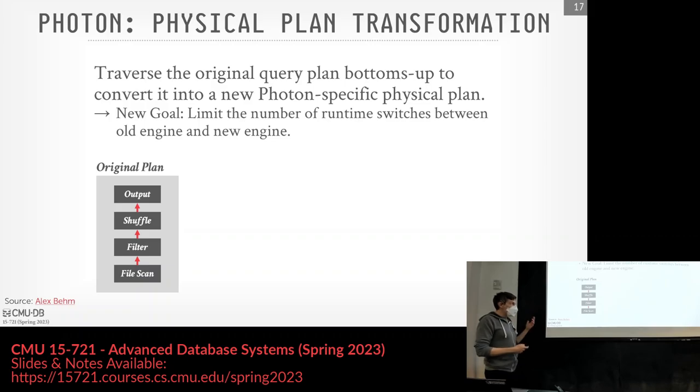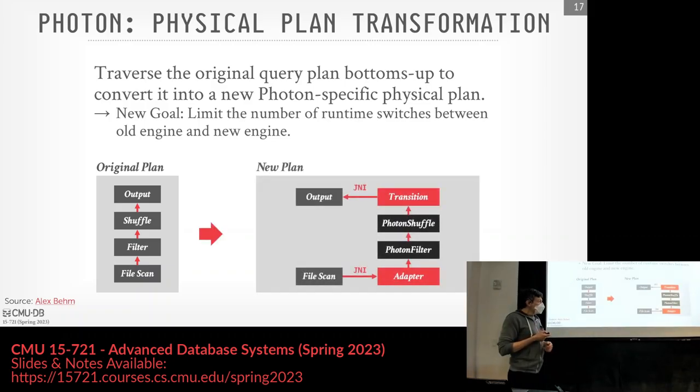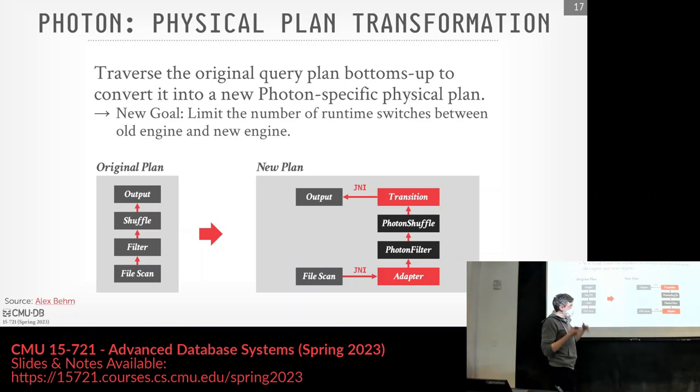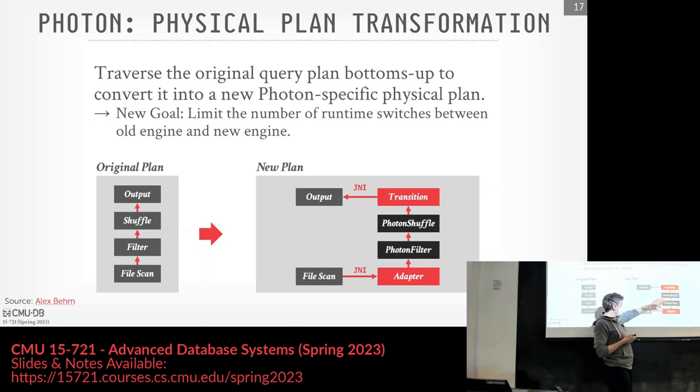So here's a basic example, right? I scan some file, I do a filter, I do a shuffle, and then I produce an output here. So what they'll do is they'll figure out, okay, well the filter and the shuffle, I have Photon versions of those things, so my physical plan will now convert those into specific operators that Photon supports. But then I have to add in what they call an adapter, or the transition operator here, to make the JNI calls into C++, and then the return call back into Java with the result.